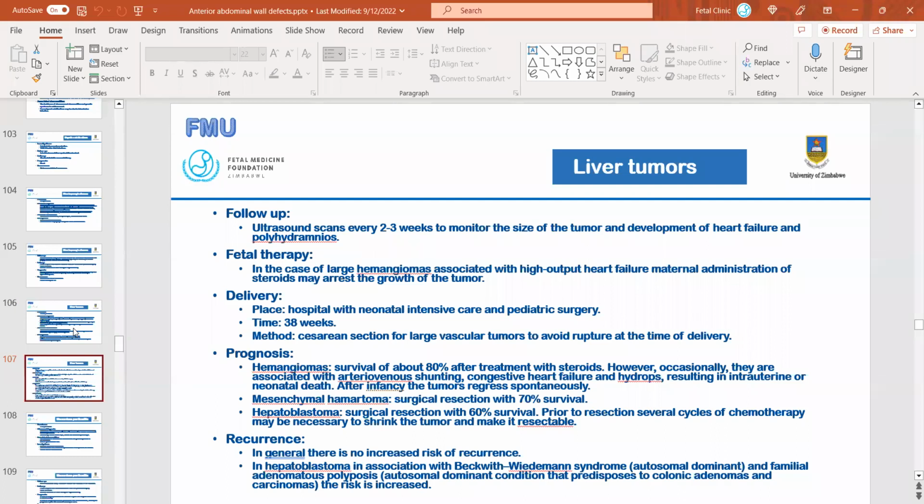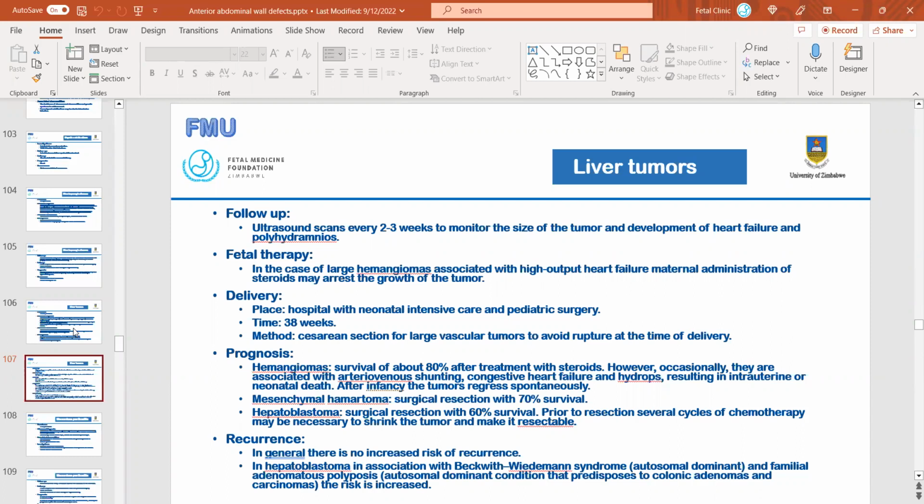Delivery, again, in a hospital with intensive care and pediatric surgery, timing around 38 weeks. For large vascular tumors, cesarean section may be considered to avoid rupture during natural delivery. The prognosis for hemangiomas: survival is about 80% after treatment with steroids. However, if there is associated arteriovenous shunting or fistulas, congestive heart failure and hydrops may complicate the situation for these babies, which may result in IUFD or neonatal death.